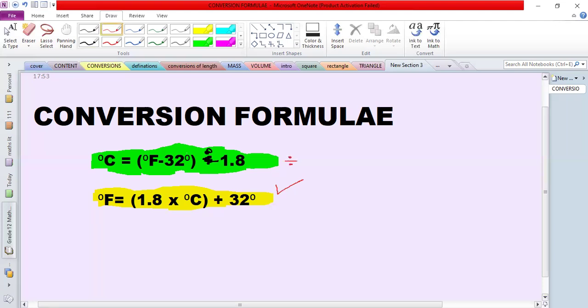I'm trying to fix it, but I cannot find the right way of fixing it. If I try to fix it, I will mess up this page. So please understand, we are in grade 12. We can understand when something is explained. Degrees Celsius is equal to degrees Fahrenheit minus 32 degrees divided by 1.8. Degrees Fahrenheit is equal to 1.8 times degrees Celsius plus 32 degrees.